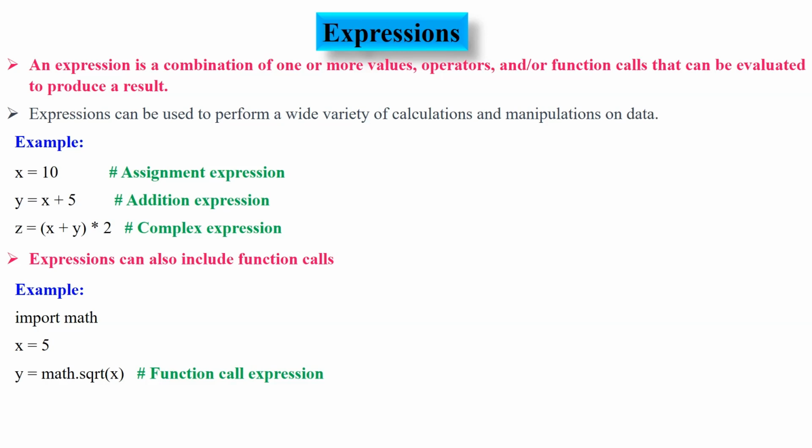We have a more complex expression that adds x and y, multiplies the result by 2, and assigns the final value to the variable z. Expressions can also include function calls, which can be used to perform more complex calculations or manipulations on data. In this example, we're using the math.sqrt function to calculate the square root of the variable x and assign the result to the variable y. The math module contains a variety of mathematical functions that can be used in expressions.